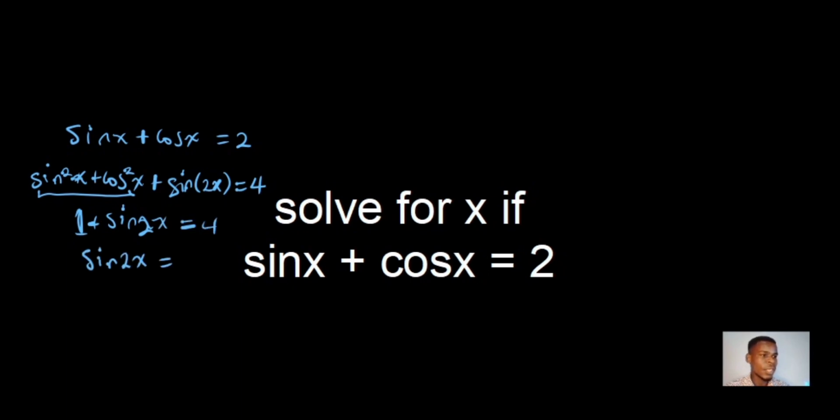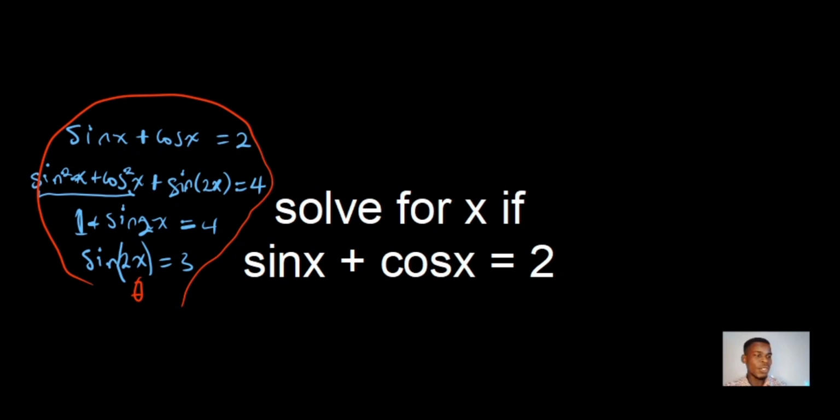Good. But sine of 2x is some angle, so for example, you can call it theta. So sine of some angle gives us 3. That's absurd because again, sine of an angle cannot be more than 1. So yeah, that is where the thing breaks down. Good. So how can we do this?